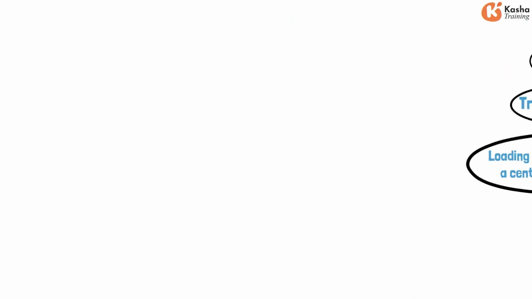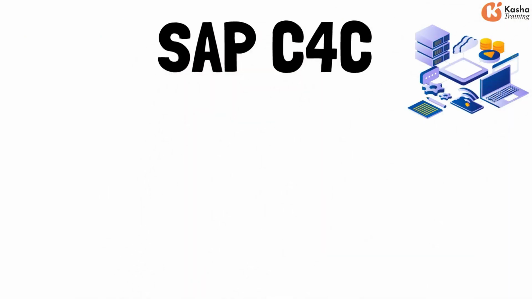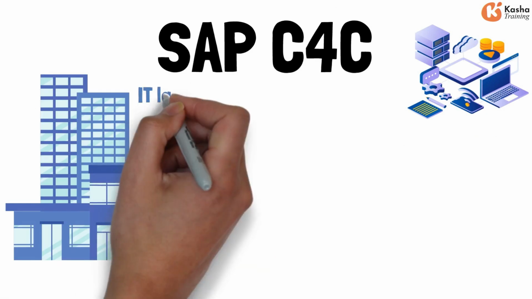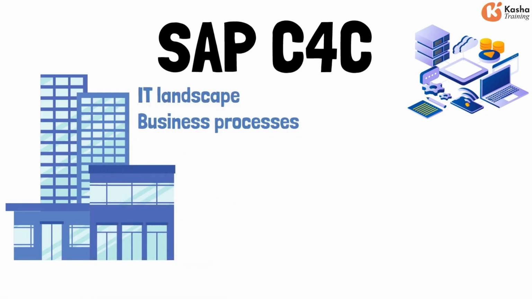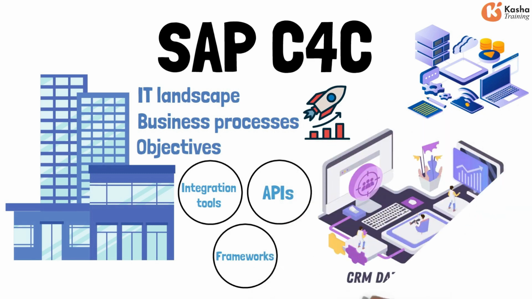These are just a few examples of how SAP C4C can be integrated with external systems. The specific integration requirements will depend on the organization's IT landscape, business processes, and objectives. SAP C4C provides various integration tools, APIs, and frameworks to facilitate seamless integration with external systems, enabling businesses to leverage the full potential of their CRM data and processes.